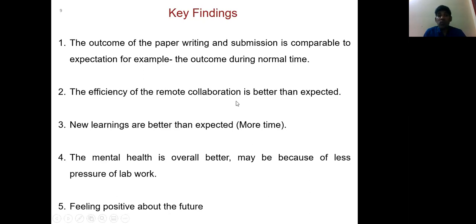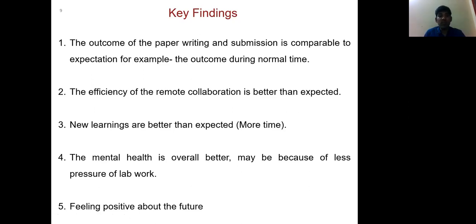The efficiency of remote collaboration was better than expected because of more interactions during these days. New learnings, of course online, were better than expected because they found more time, and even the experimental time they used for learning. And the mental health was overall better, maybe because of less pressure of lab work. This seems quite realistic.